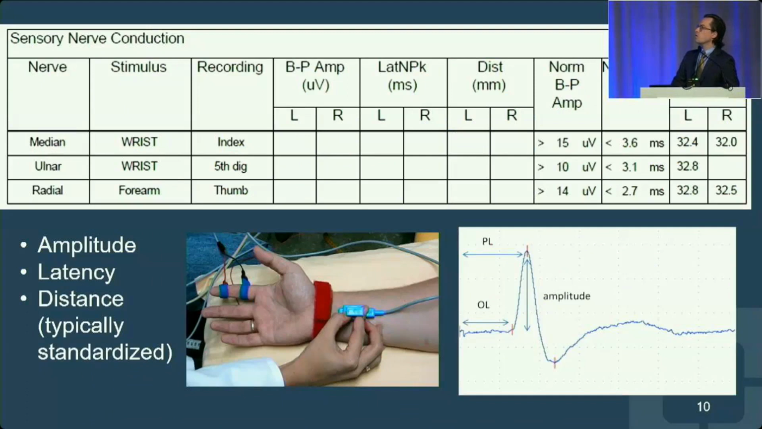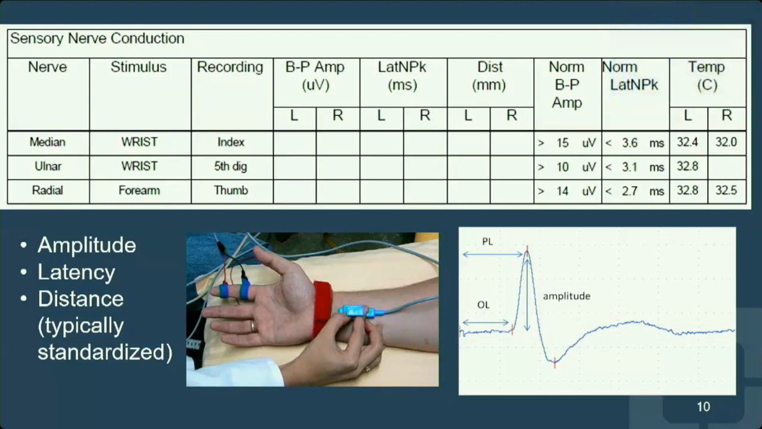where we have a proximal stimulation and distal recording in the first digit, so this is a median sensory response. Typically, the information that you're going to get on a sensory nerve conduction study is amplitude, which reflects the number of axons that are depolarizing under the recording electrode, and then we'll get a latency as well, and typically that's a peak latency that kind of reflects the speed of conduction. Most of the time, the distances that we use on these tests are relatively standardized, and then we have some normal values on amplitude and latency.